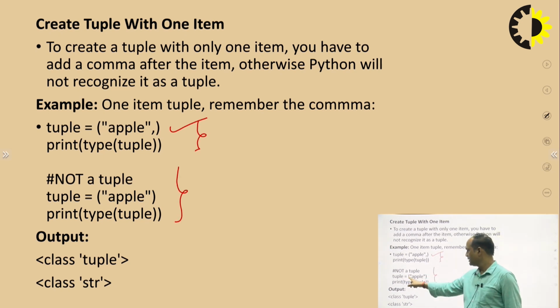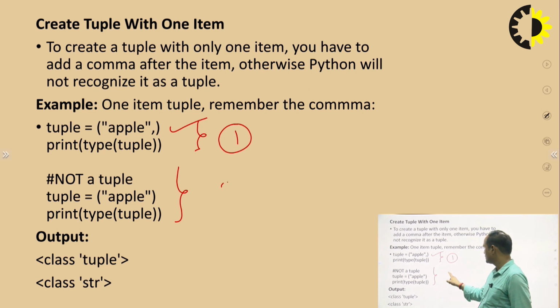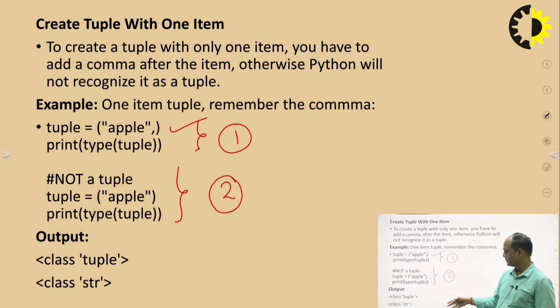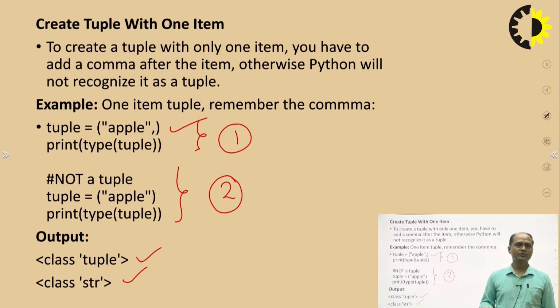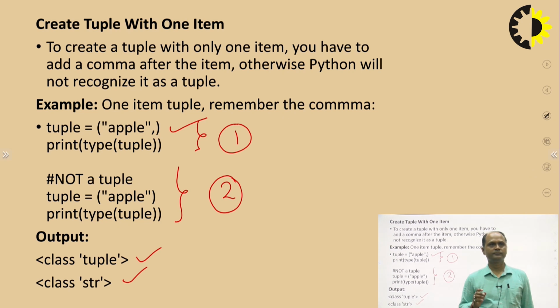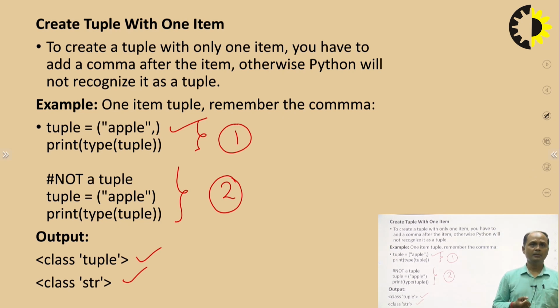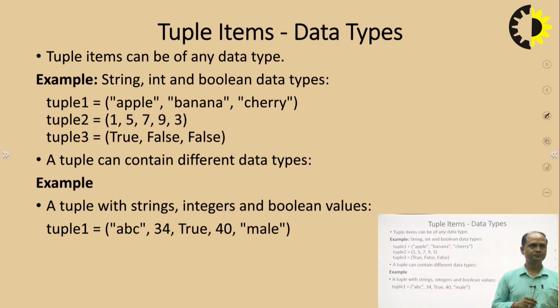We have defined two cases, one with the comma and one without, and print the type of the first and the second. The first value is recognized as a tuple. The second value is recognized as a string. So if we do not use the comma, it is recognized as a string. So we can create tuples with one item also.